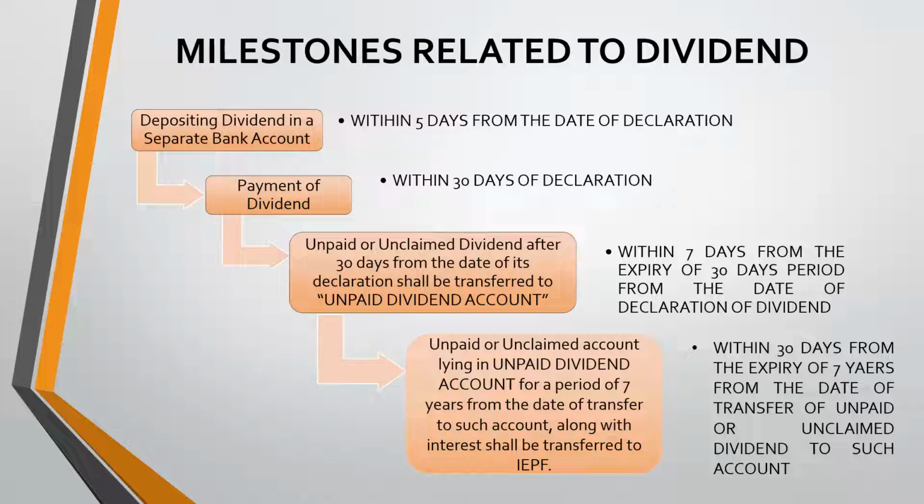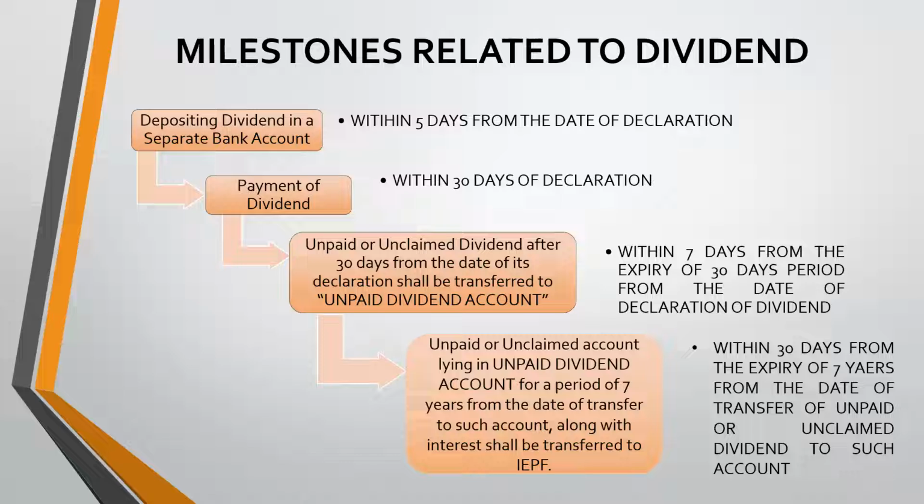Now suppose the unpaid or unclaimed amount is still lying in the unpaid dividend account for a period of 7 consecutive years from the date of transfer to such account. No one has claimed it, no shareholder has claimed such amount, and it is lying in that particular account opened by the company for 7 consecutive years.